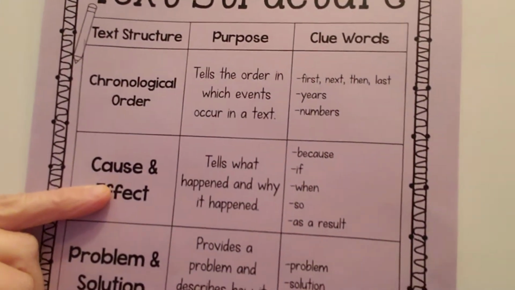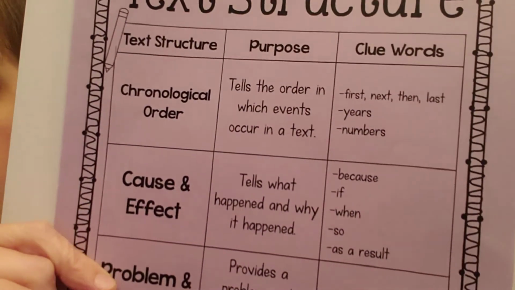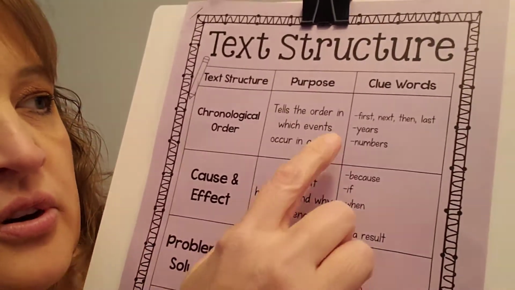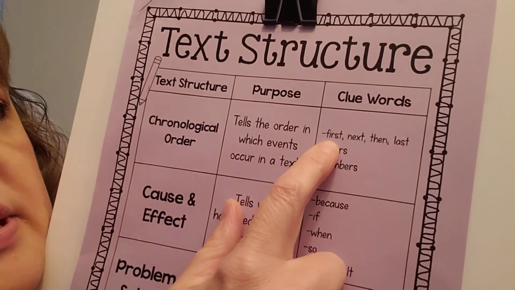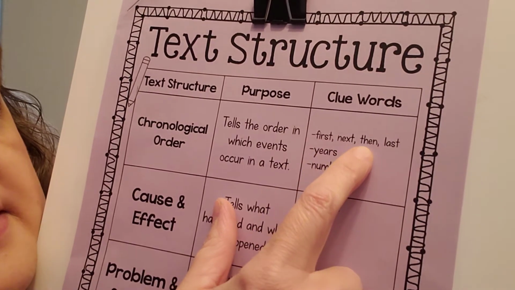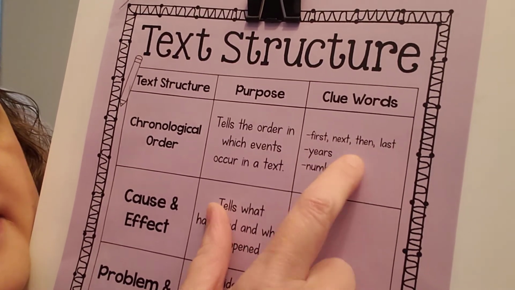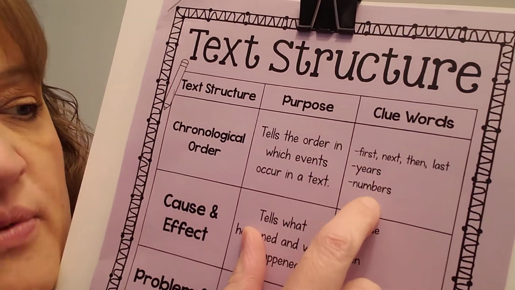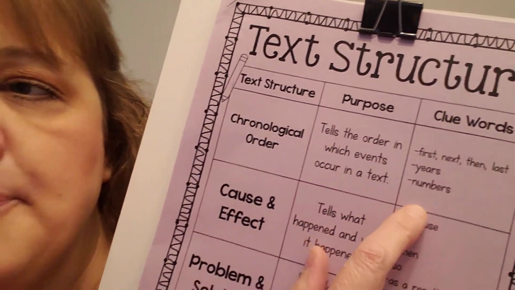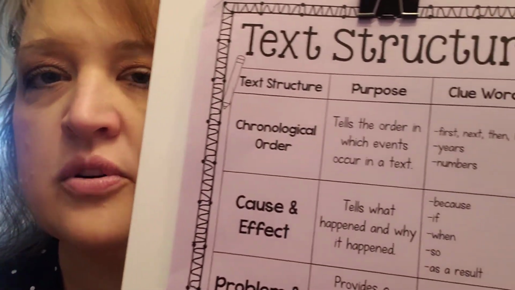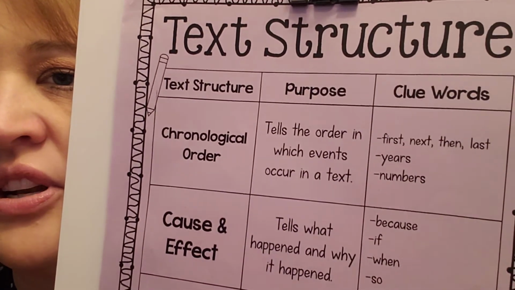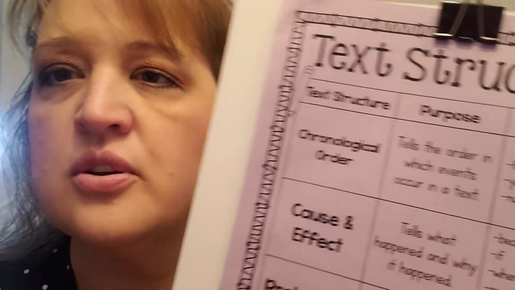Now, there are some clues in the text that tell you that the writing is chronological order. You might hear the words first, next, then, last. It might talk about years. You might see years in the writing. You might see numbers to show the order of things. So those are some of the things that you're going to look for in chronological order.